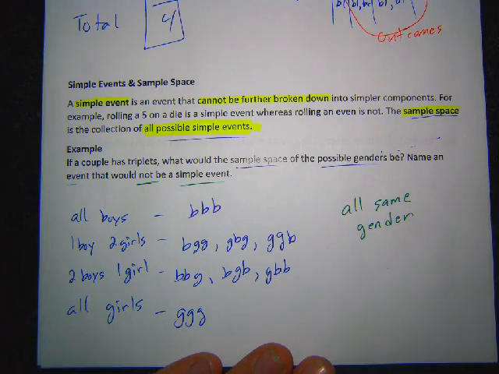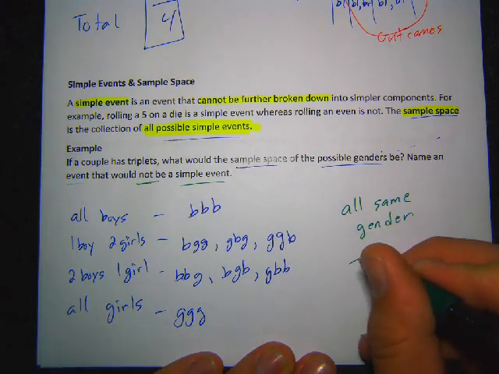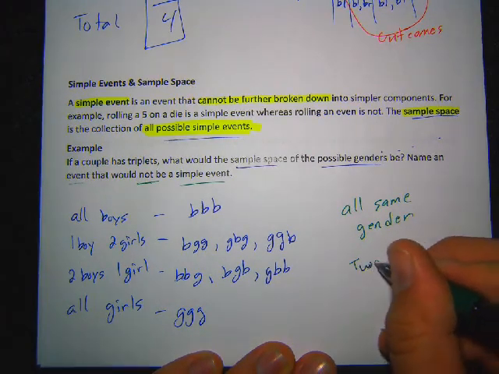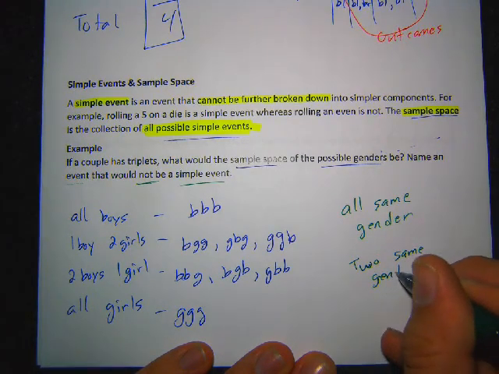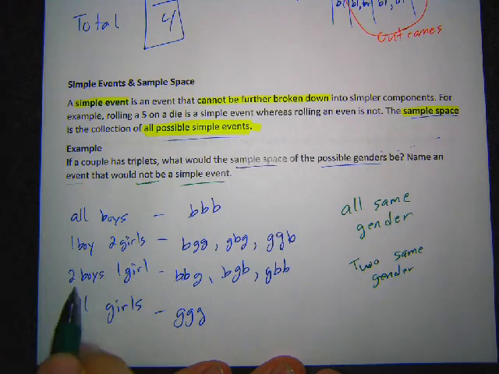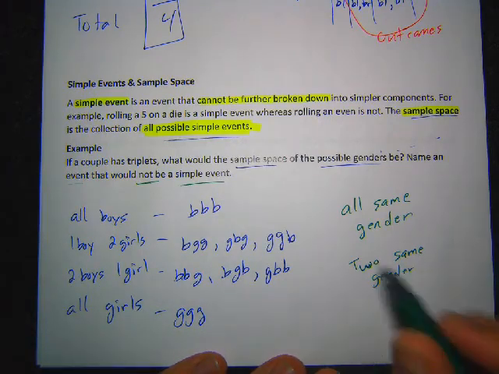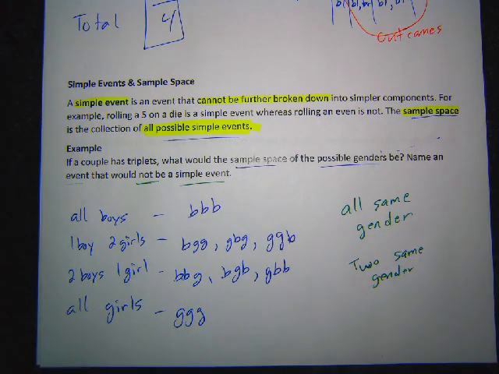You could have 2 same gender. So then we could break it down between 2 girls or 2 boys. And so that could be broken down. So these would be things that you could break up into simpler spaces.